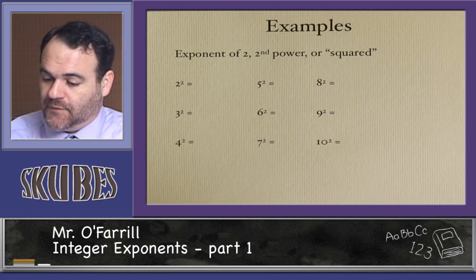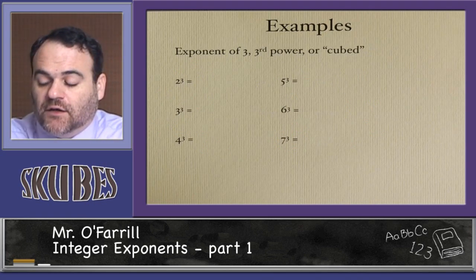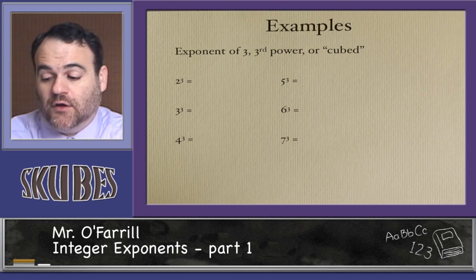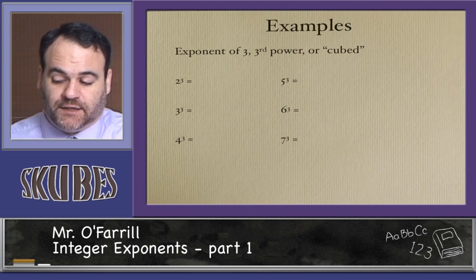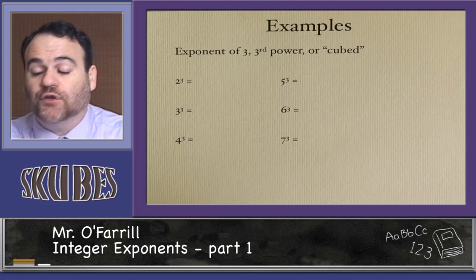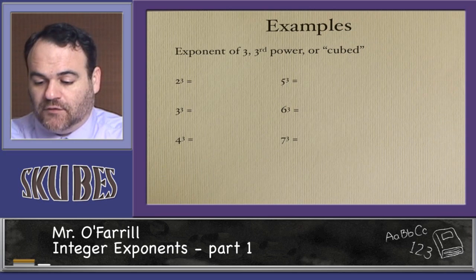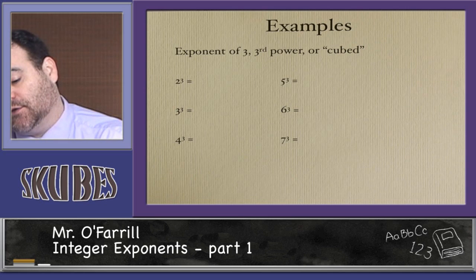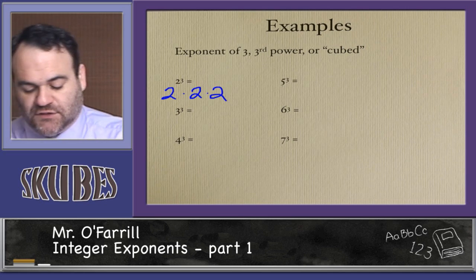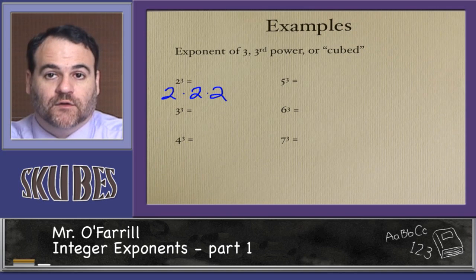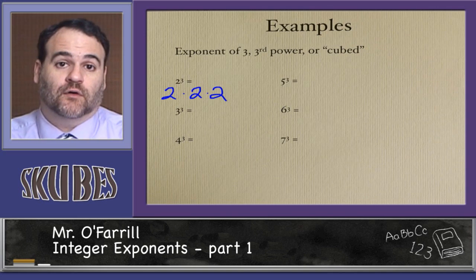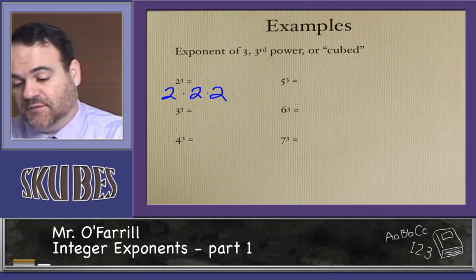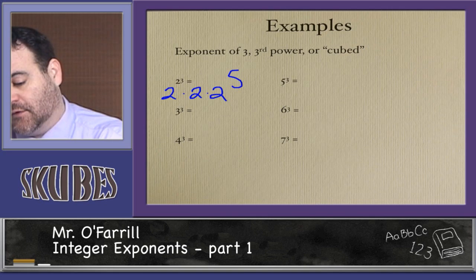All right. Well, let's take a look at another example here, like the third power, an exponent of 3, or to cube a number. First, that's 2 cubed. That's going to be 2 times 2 times 2. That's 3 of them. 2 times 2 is 4. Times 2 is 8.